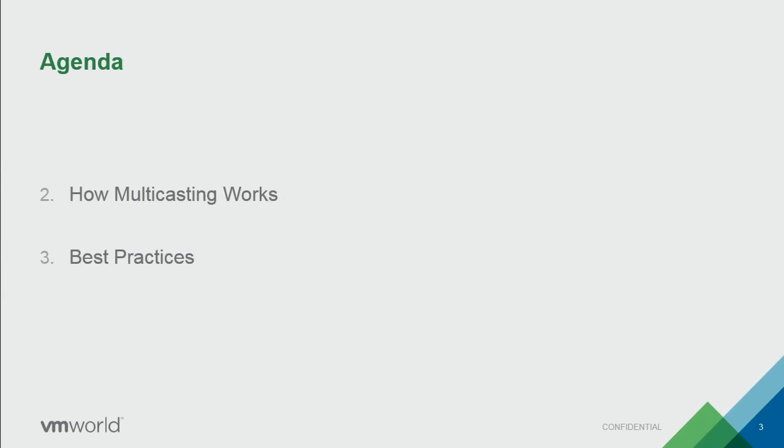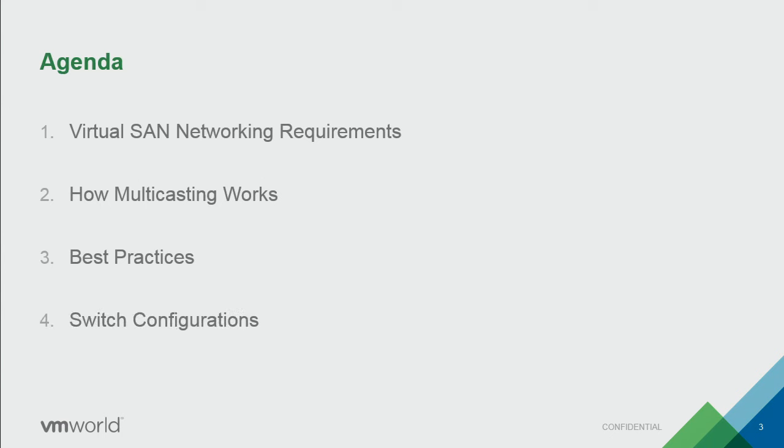So, standard disclaimer, let's look at the agenda today. We'll basically look at the vSAN networking requirements. We'll go through how multicasting works, since it's a critical component of vSAN. We'll look at some of the best practices from an end-to-end vSAN networking perspective. We'll look at some configuration examples on the switch and router side, and then we'll give you some troubleshooting tips, and then take Q&A at the end, okay?